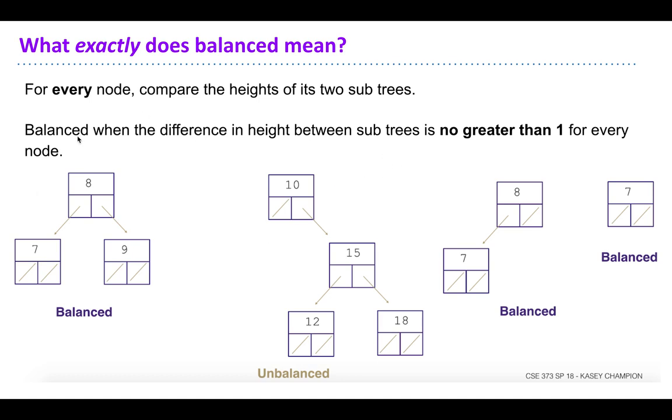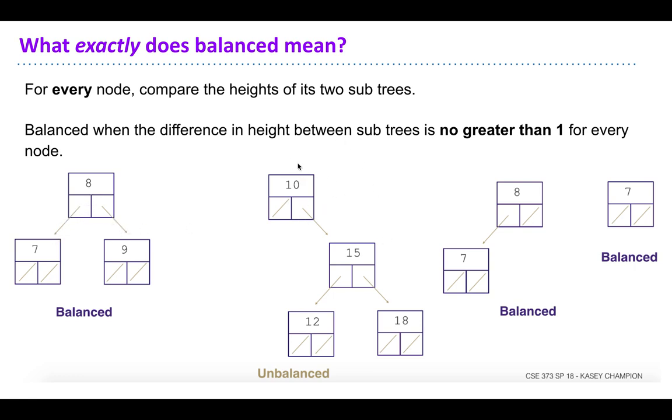We can go back to this definition though. When the difference in height between the subtrees is no greater than 1. I looked at this 8, and I was wondering, okay, what's the height of its left subtree? That's going to be 1. What's the height of its right subtree? That's going to be 1 as well. So the difference in height between these subtrees is no greater than 1, right? Because the difference is 0. By the way, just recalling, the way that we calculate height is by counting the number of these arrows here.